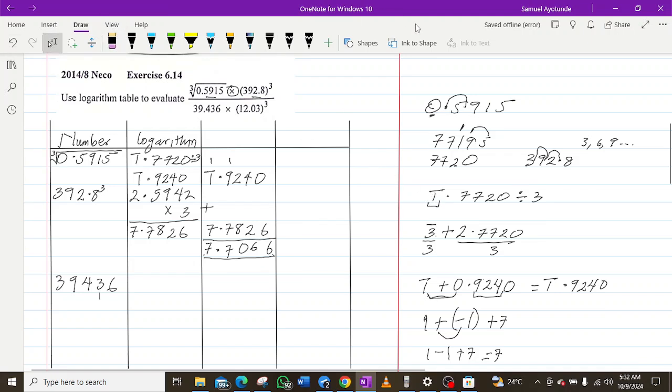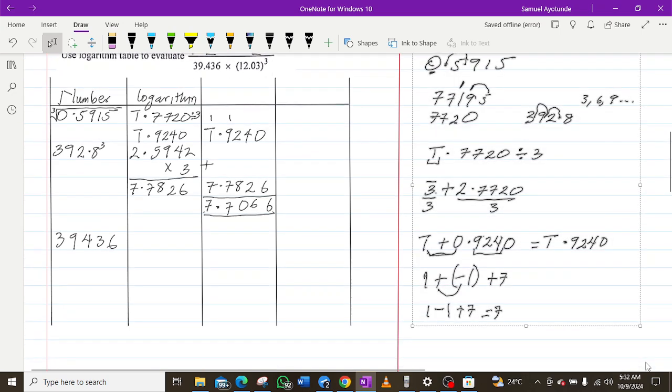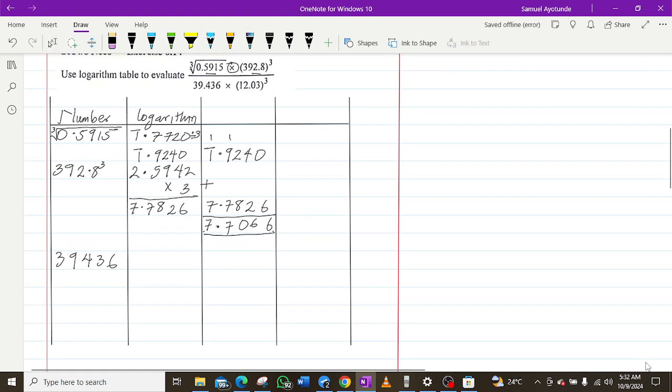39.436, not 39436. So we get the characteristics of that. How many steps away from the standard form position? 1 step away. So the number is greater than 1, so that is 1 point.